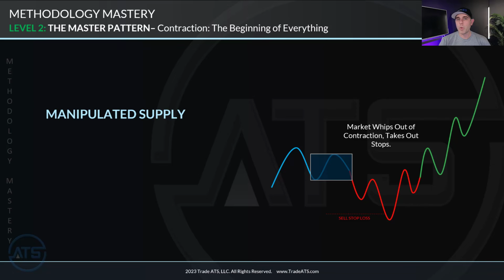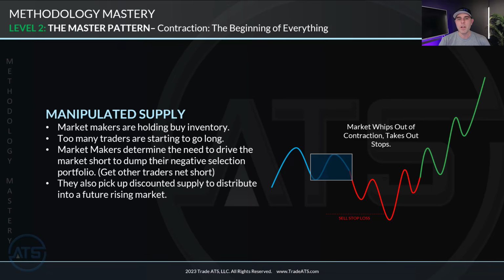Manipulated supply. So we can see that this example ended up going a little bit differently. In this situation, the market makers are still holding buy inventory. They're still net long, and they still believe, in fact they know, that the market will eventually continue to higher prices. Fundamentals haven't changed. The problem, though, is that too many traders that aren't the market maker are starting to go long. This is bad for the market maker. So what happens? The market maker determines the need to drive the market short to dump their negative selection portfolio.